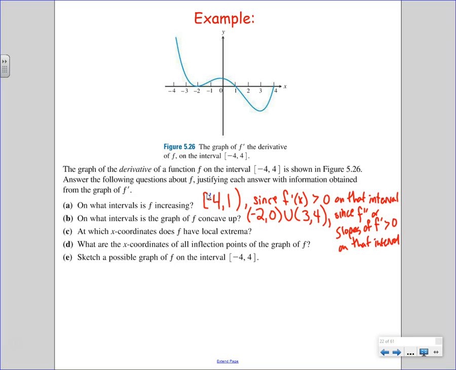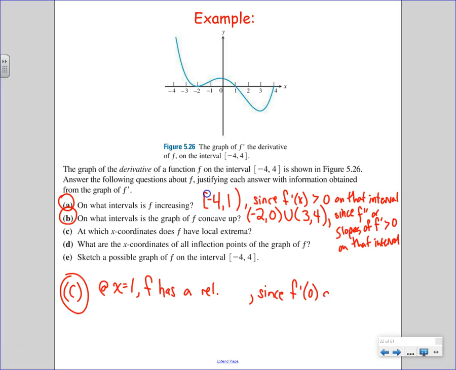Letter C. Close enough. I'm moving down here. Okay, for C. At what x coordinates does F have local or relative extrema? Jonathan. 1. What is it? Because F prime is positive and negative, it changes sign. Sorry, F prime, what was it, 1?